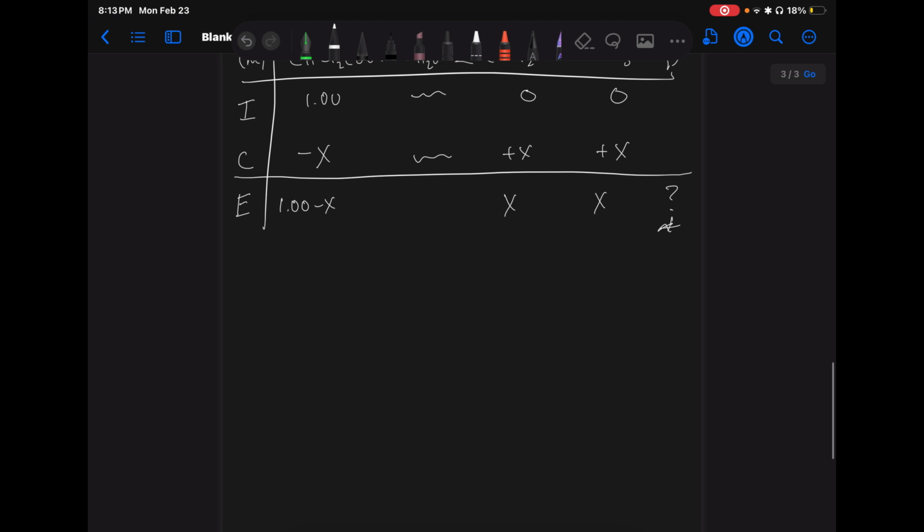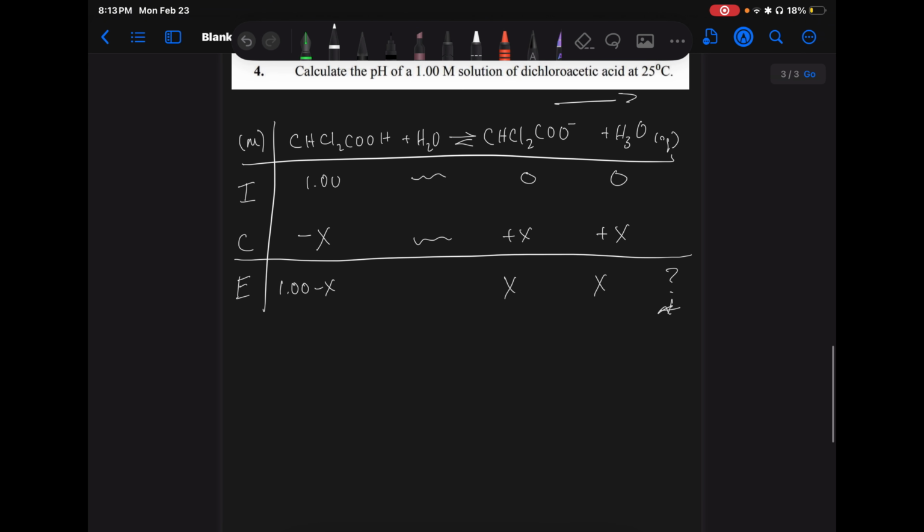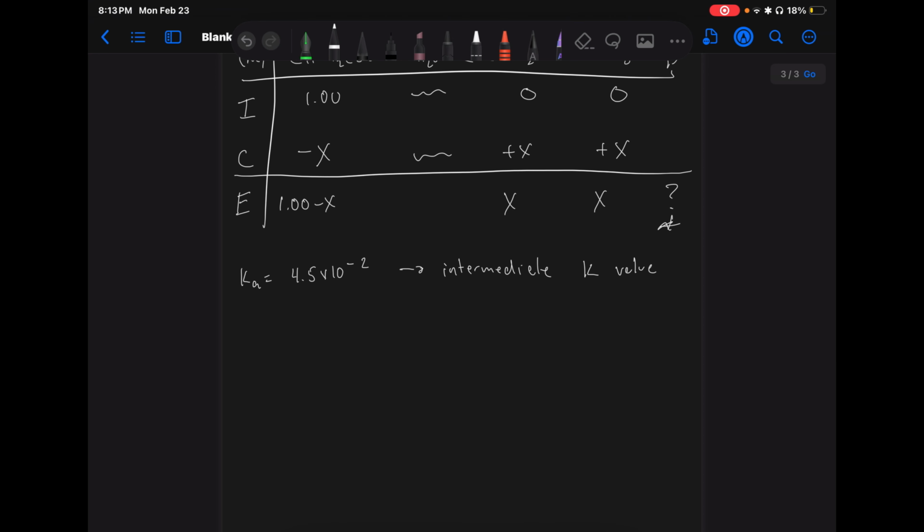Now, the main issue with this one is if we get the Ka value for this, we find that it is 4.5 times 10 to the negative 2, I believe. Yep. So this means that this is an intermediate K question. I didn't go through any of these in the first video, so this is a nice segue into doing it, but mainly we just have to use the quadratic formula to find this out, which is quite annoying.